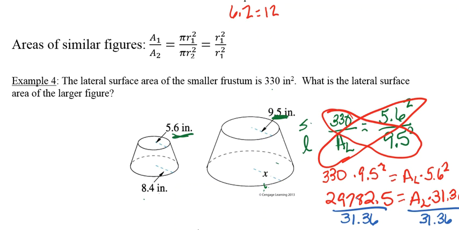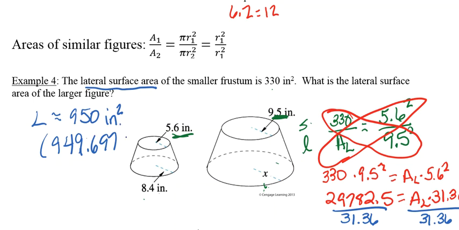29,782.5 divided by 31.36. So the lateral surface area of the larger shape is approximately 900. Since they went to a whole number there, I'm going to go to a whole number. That's going to round it to approximately 950 inches squared. I actually came up with 949.697, so I rounded it to 950.